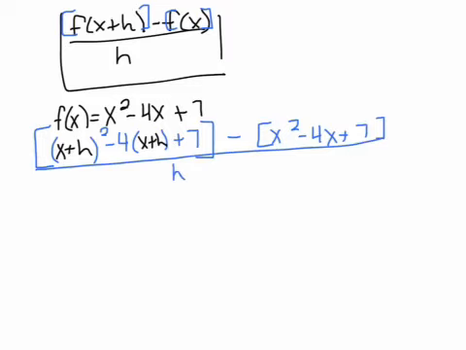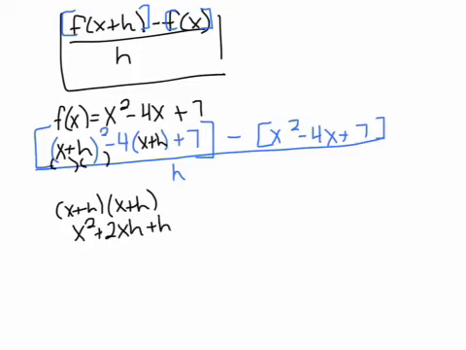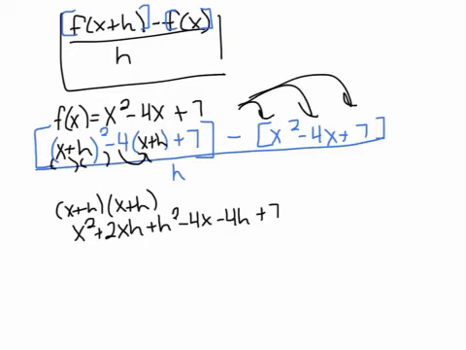Alright, let's do some simplifying. The first thing I'm going to do is I'll write it here, x plus h. When I simplify that, I get x squared plus 2xh plus h squared. Distribute minus 4x minus 4h plus 7. Distribute the negative to all pieces, so minus x squared minus 4x, plus 4x minus 7. I'm going to clean this up before I put it all over h.